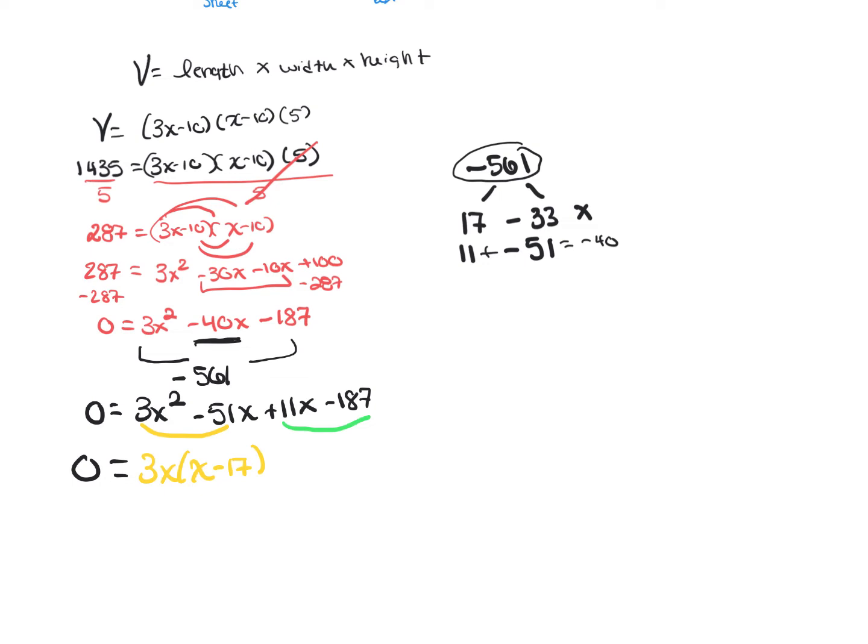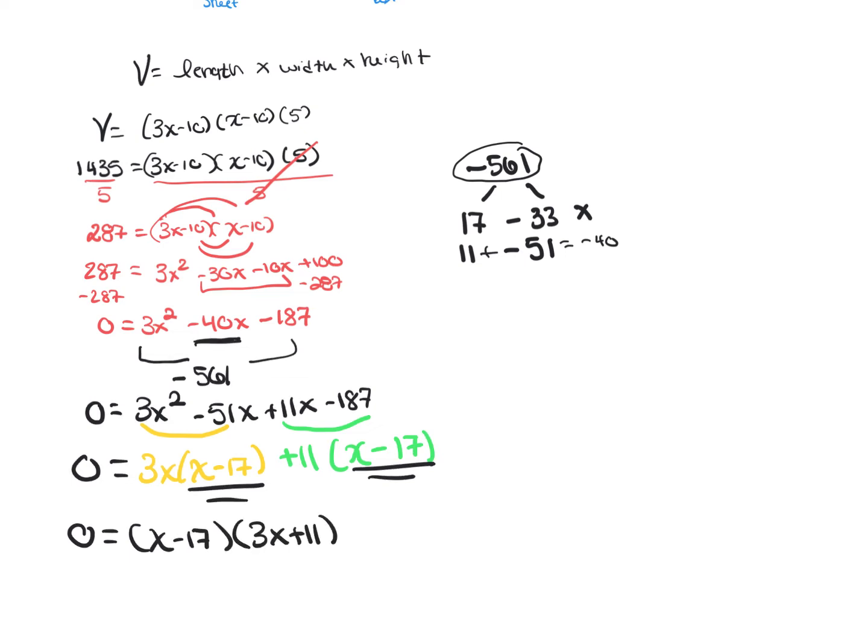In my green group, they're both divisible by 11. X minus 187 divided by 11 is 17. And then you'll notice in both my yellow and green groups, I have this x minus 17. So I have 0 equals x minus 17, 3x plus 11.